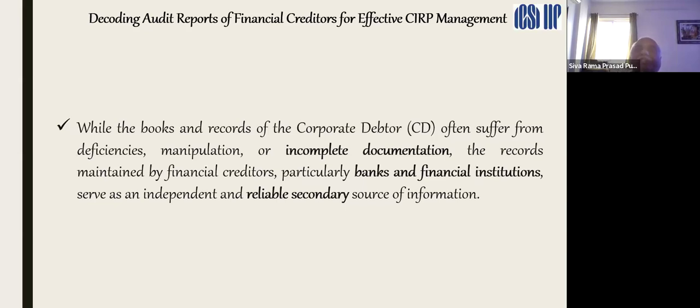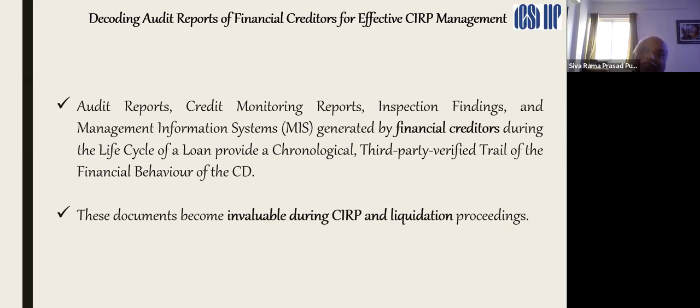So the secondary source of information is the financial creditor, with the various audit reports. The banks are also doing some audit of the corporate debtor during the currency of the loan. Whenever big companies take a loan, a lot of audits on the company are also done, indirectly, not directly. What are those? All this information I will discuss in detail. Audit reports.